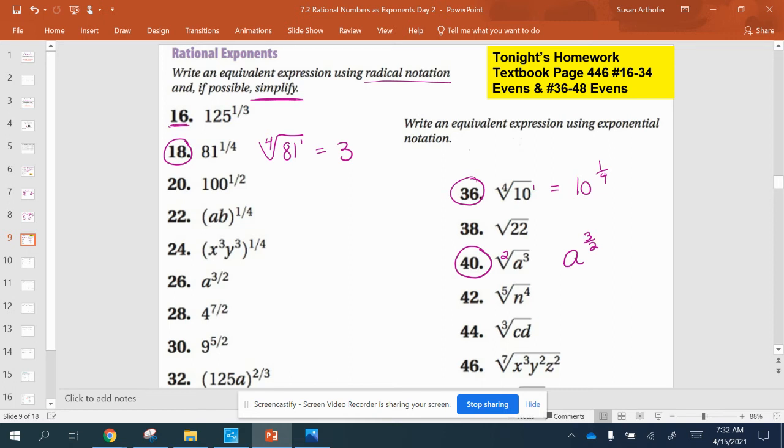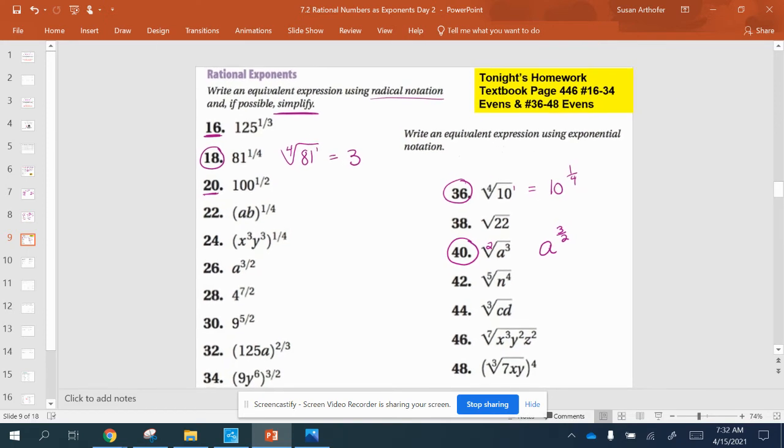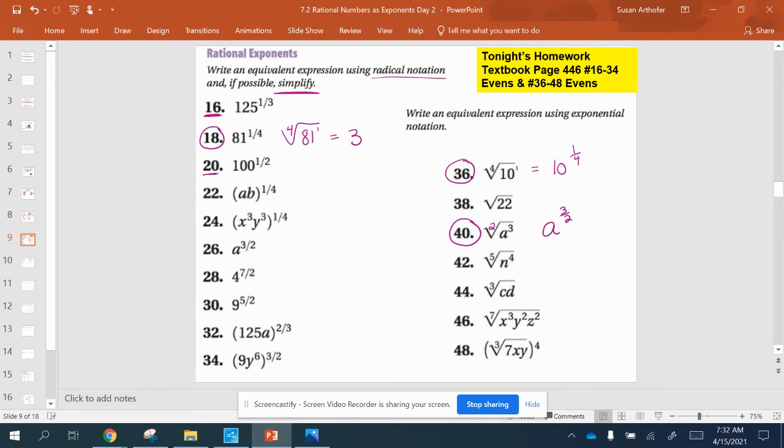So you'll be able to simplify 16 and 20. All right, let me show you another one.